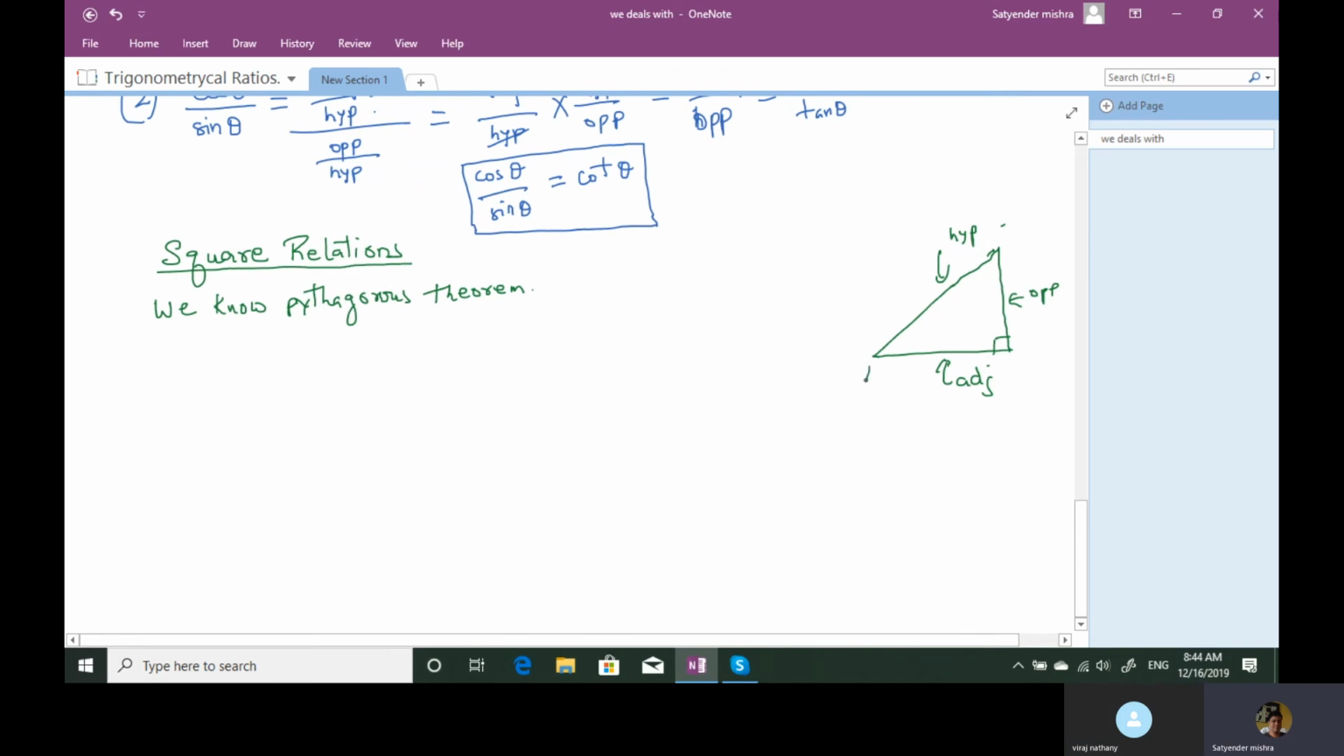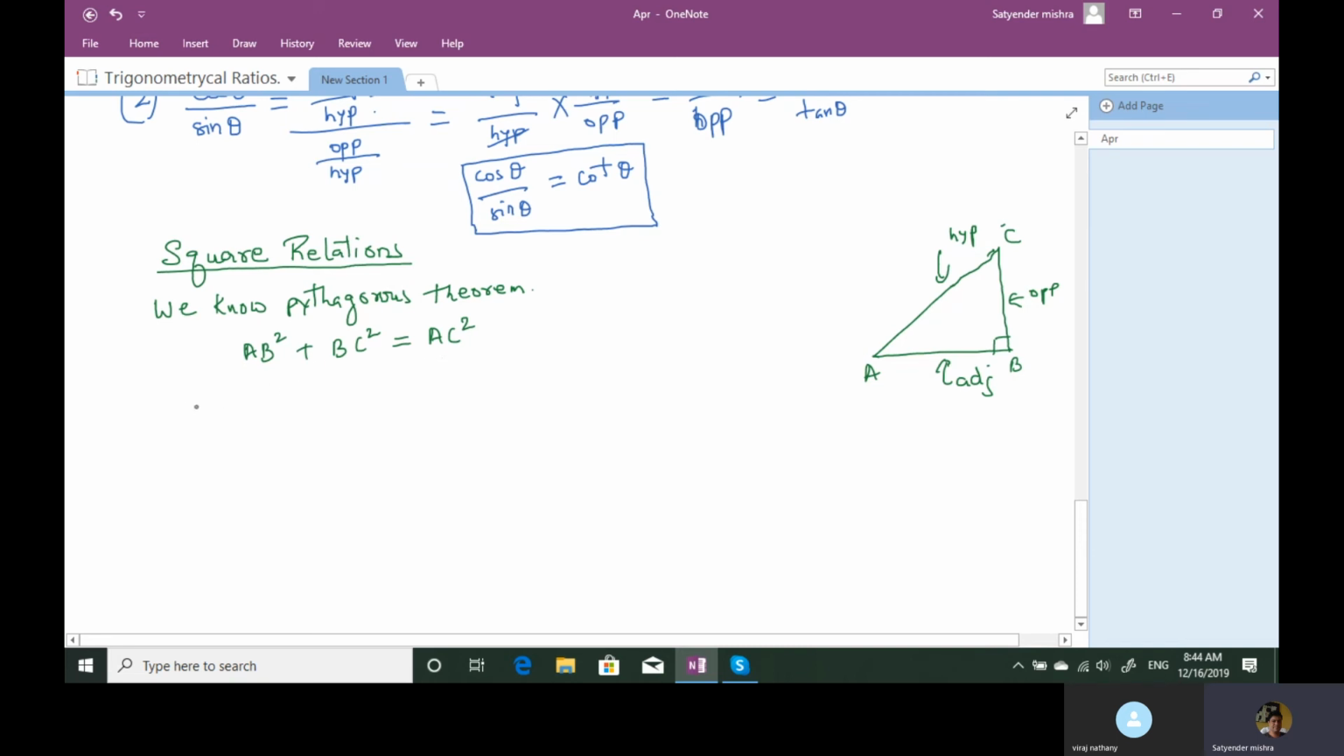तो पाइथागोरस थ्योरम क्या बोल रहे हैं कि पाइथागोरस थ्योरम लिखते हैं यहाँ पे, इसको नाम दे देते हैं A, B और C। तो पाइथागोरस थ्योरम बोल रहा है कि AB square plus BC square equal to AC square, right? Perpendicular square plus base square equal to hypotenuse square. ठीक है। So what we can do, we can find out the relationships by using this, right?